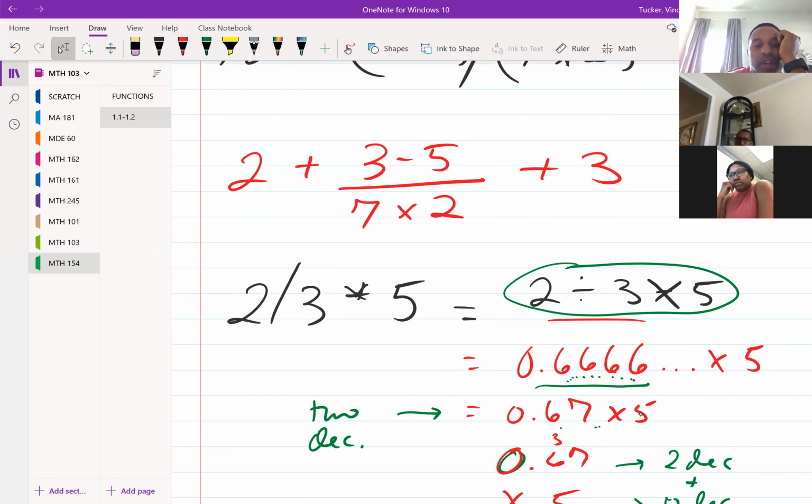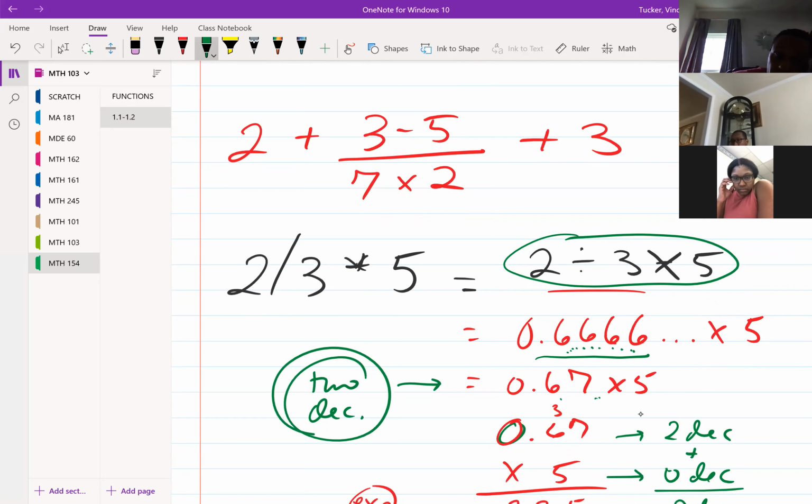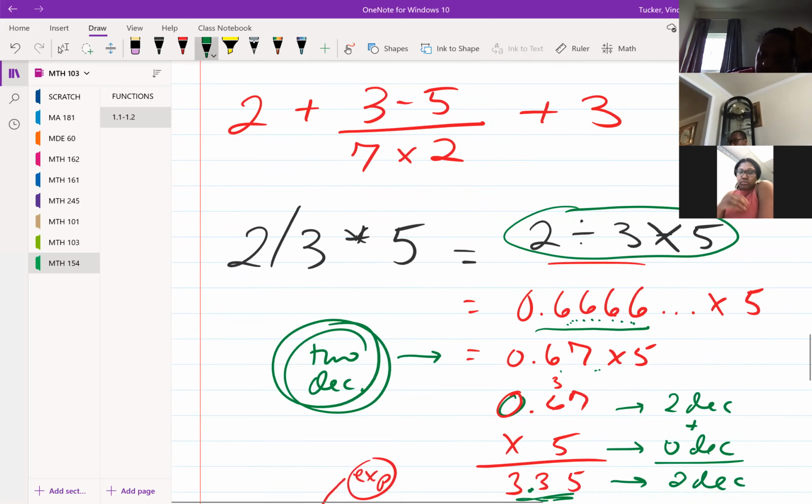So here, let's say we have 2 divided by 3 times 5. First thing I would do, once again, we're talking about PEMDAS order of operations, division, because that came first in our problem. So 2 divided by 3. Now in here, 2 divided by 3 is a run-on decimal, 0.6 repeated. They told us to round to 2 decimal places. So that's why I got 0.67. And like I said, that comes from the directions, 2 decimal places. So I have 0.67. So then I multiply that times 5.